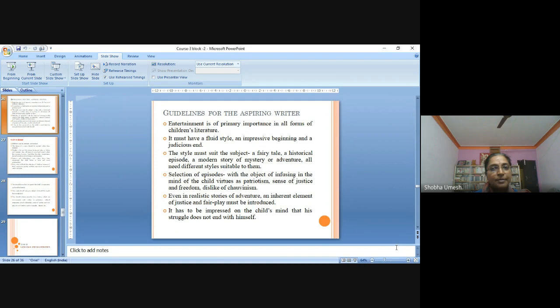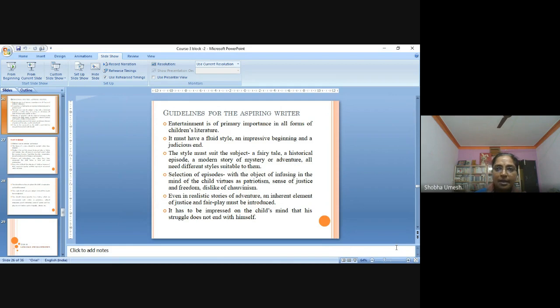See, when we start reading a story, we might have read, once upon a time there lived a king or a queen. There was a crow in a village, or there was a lion in the forest. Like that, we have done. So always the beginning should be very impressive, and the ending should have certain judicious values, truth or ethics or morality or logic should be there.